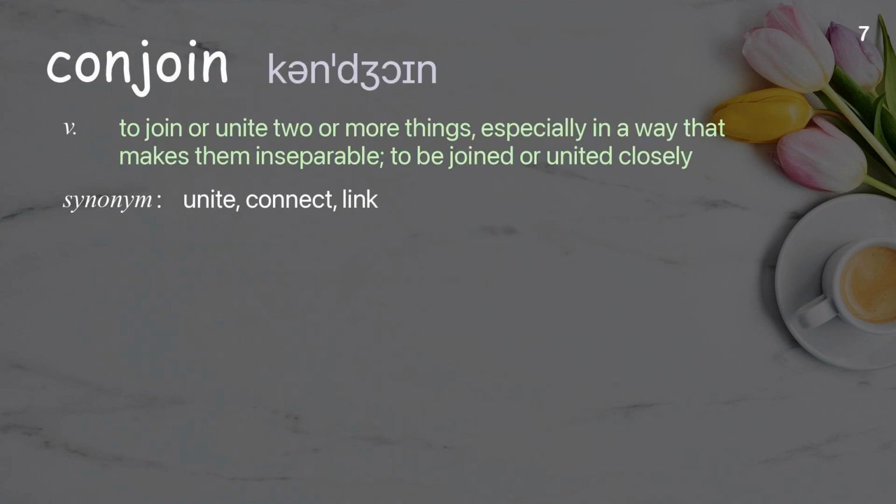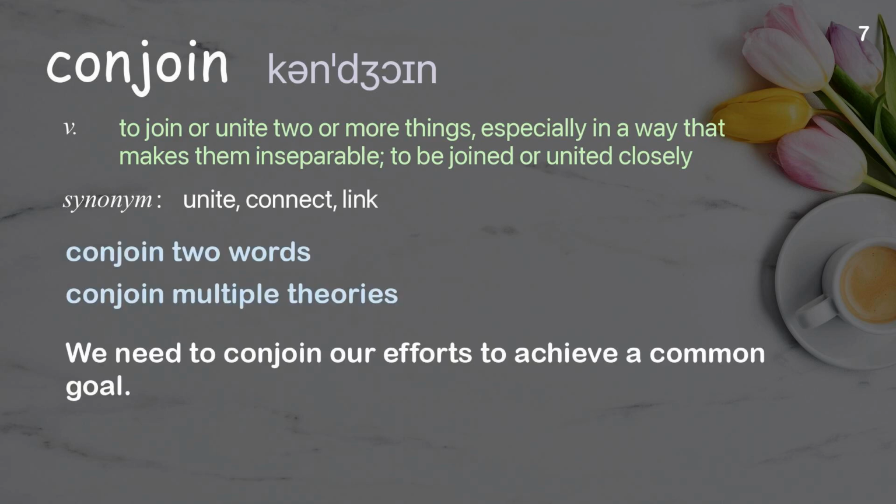Conjoin. To join or unite two or more things, especially in a way that makes them inseparable. To be joined or united closely. Examples: Conjoin two words. Conjoin multiple theories. We need to conjoin our efforts to achieve a common goal.